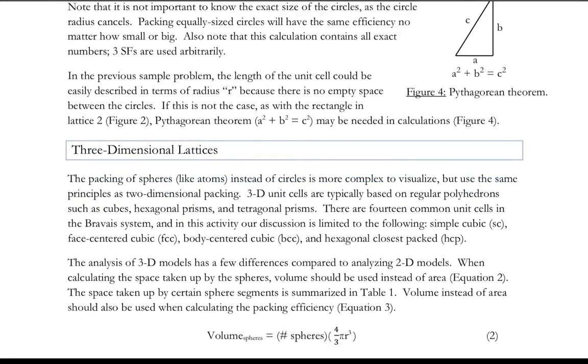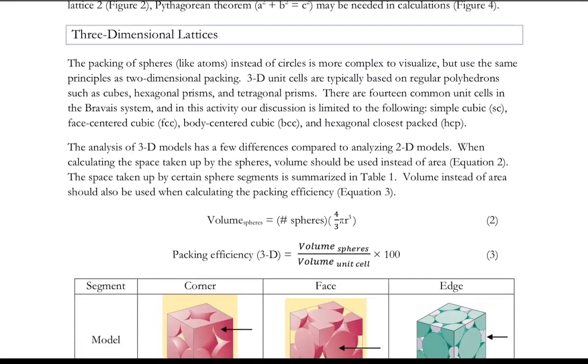Okay, so now we move into three-dimensional lattices. The packing of spheres, like atoms instead of circles, is more complex to visualize, but uses the same principles as with two-dimensional packing. 3D unit cells are typically based on regular polyhedrons, such as cubes, hexagonal prisms, and so forth. There are 14 common unit cells in what's called the Bravais system.